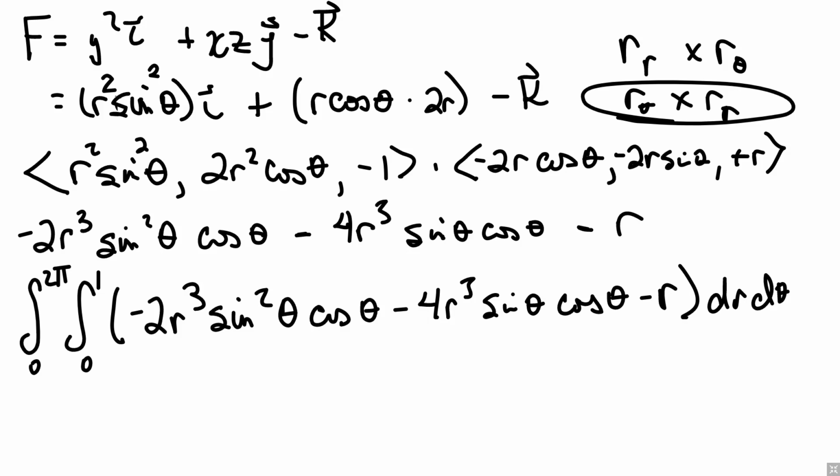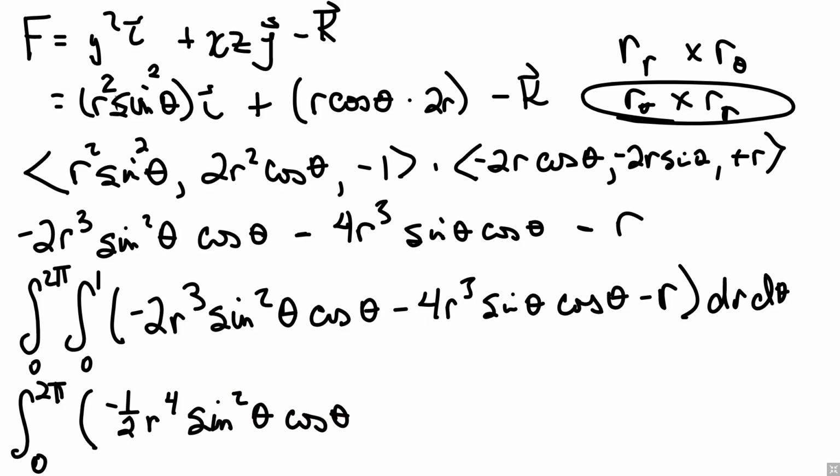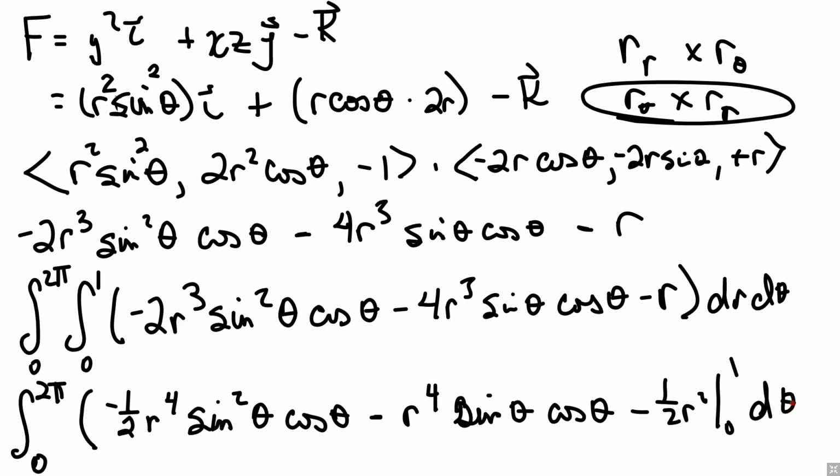Okay, so if we take a look at this, we're going to have the integral from 0 to 2 pi. We're going to integrate with respect to r first. So we're going to end up with -1/2 r to the 4th sine squared theta cosine theta minus r to the 4th sine theta cosine theta minus 1/2 r squared from 0 to 1 d theta.